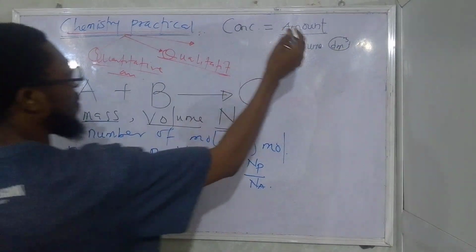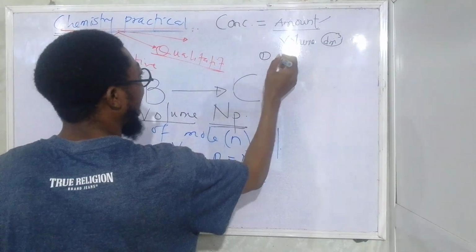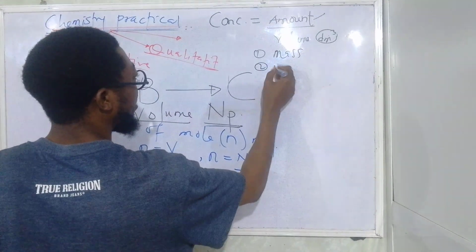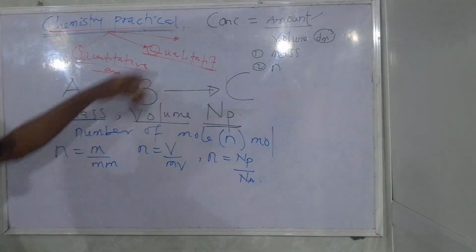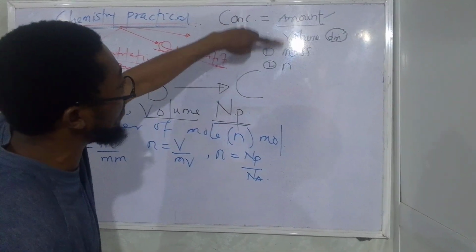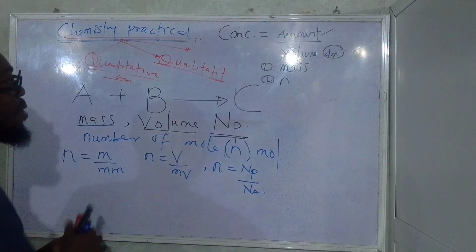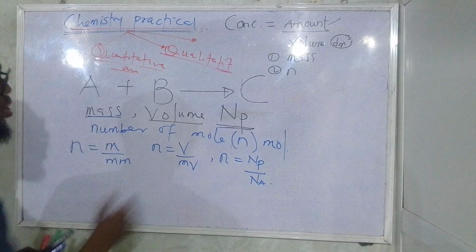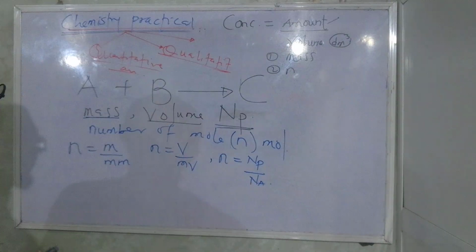So the amounts that we are talking about can now come in two ways. Number one, our amounts can either be mass, and number two, our amounts can either be mole, number of mole. So it means that when I'm talking about concentration, the amount can be mass or the amount can be mole, the volume remains. If the amount is mass, I will say mass concentration. If the amount is mole, I will say molar concentration.